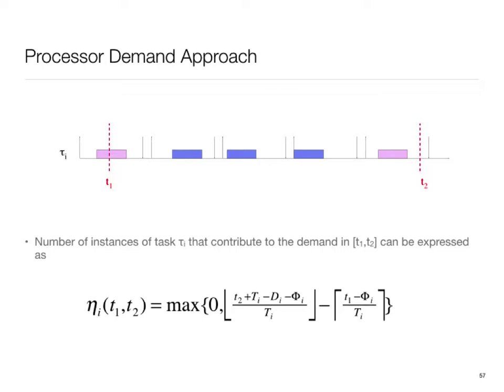So it turns out that the expression that gives us the number of instances that are going to execute in an interval t1, t2 looks like this. Intuitively, it is counting how many periods lie within it, and then the ceiling and floor follow to get the complete task.